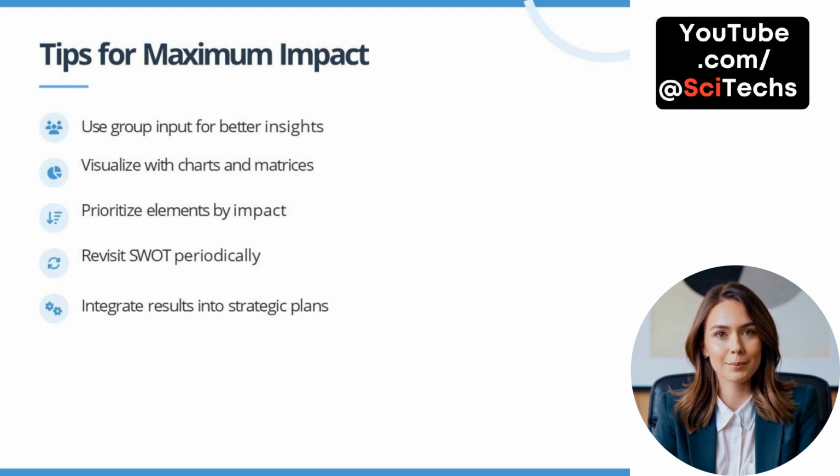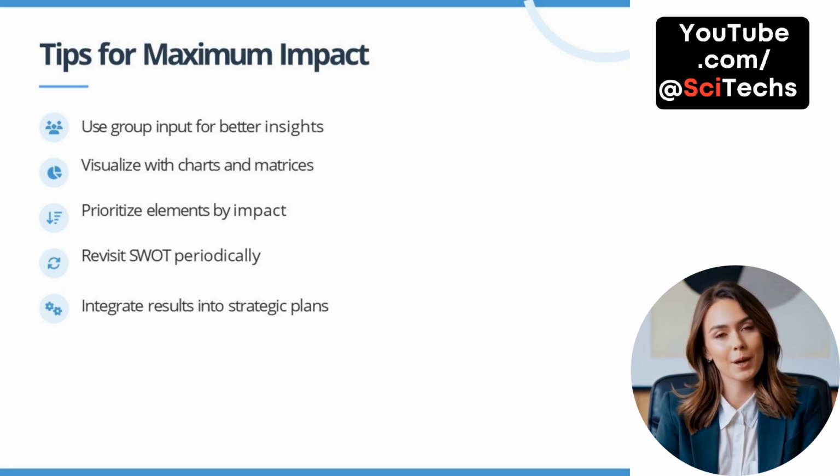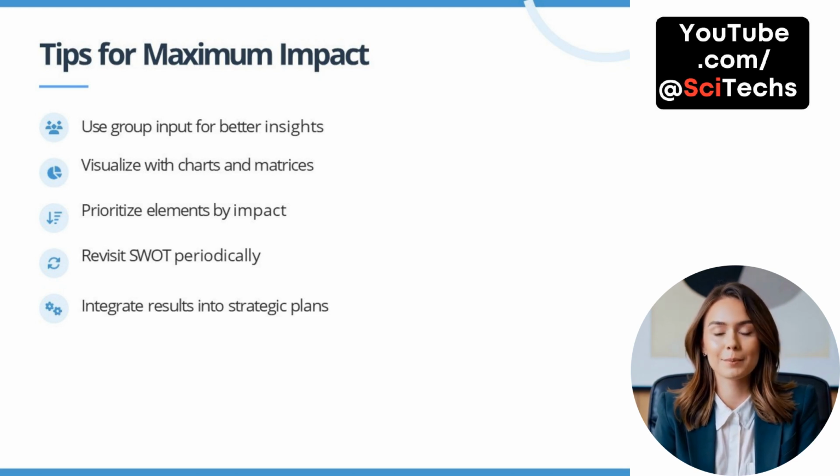Tips for maximum impact. To maximize the impact of a SWOT analysis, start by using group input. Diverse perspectives from marketing, R&D, operations, and engineering lead to deeper insights and reduce blind spots. Visualization is also key. Using charts or quadrant matrices helps stakeholders easily grasp the relationships between strengths, weaknesses, opportunities, and threats.